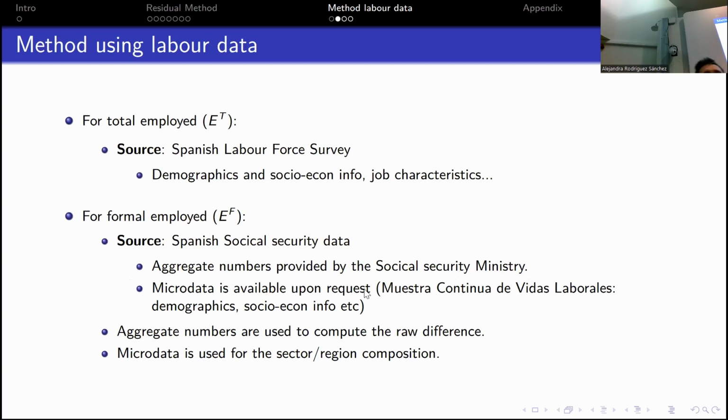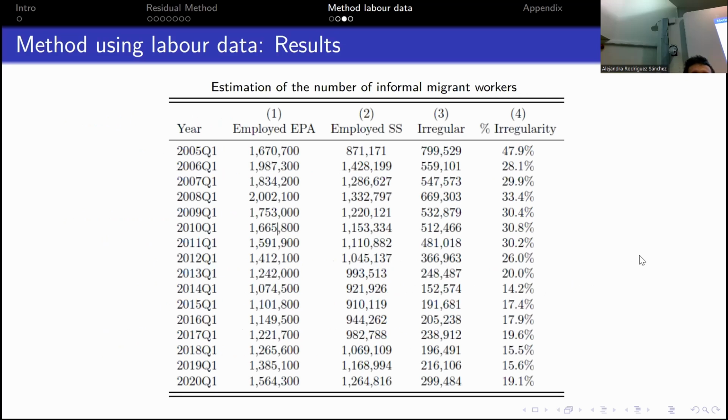Okay, so this relies on the microdata. On the one hand, the labor force survey is publicly available. On the other hand, the social security data is also public and free, but it's upon request. So you need to apply formally, but it's easy to get. You just need to give a research proposal, and that's it. So this is the idea.